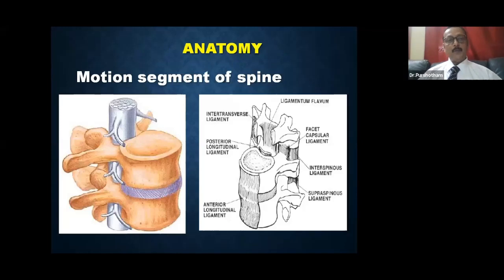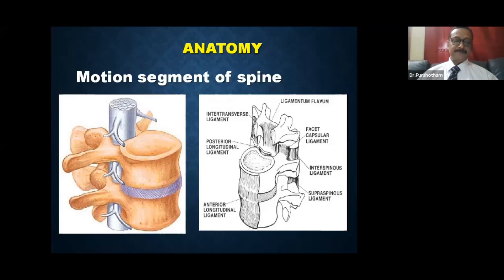As usual, to begin with any of the topics, let's have a brief anatomy of spine. I'm not going to bore you with the entire anatomy of the back because you are all aware of this. I hope there are some orthopedic surgeons also. I'm told it is largely physicians, diabetologists and gynecologists, and some general practitioners also. And there are some orthopedic surgeons. I know most of you are familiar with the anatomy. I'm only going to tell about the motion segment of the spine.